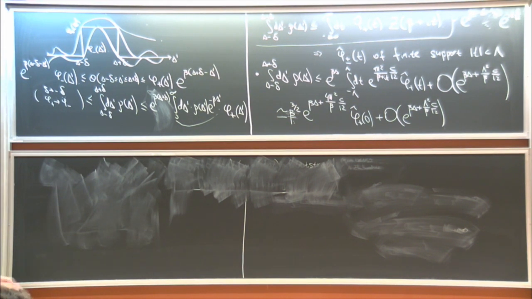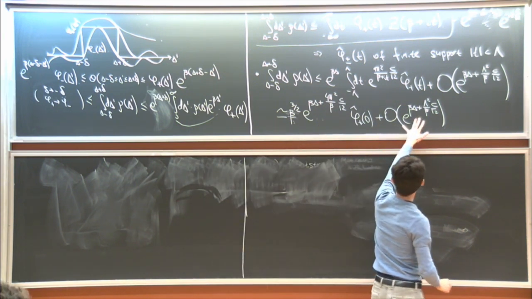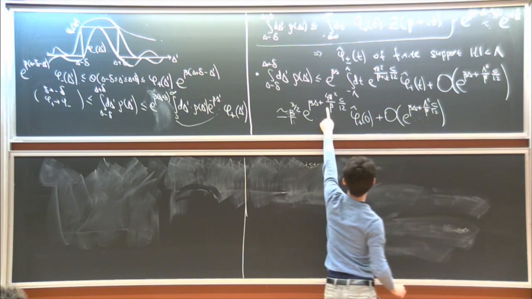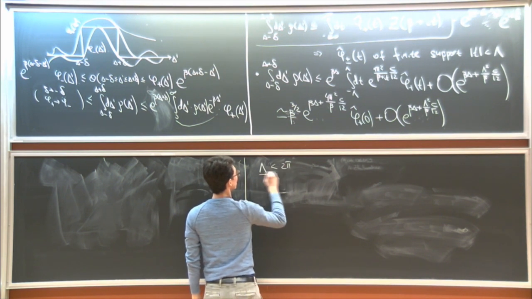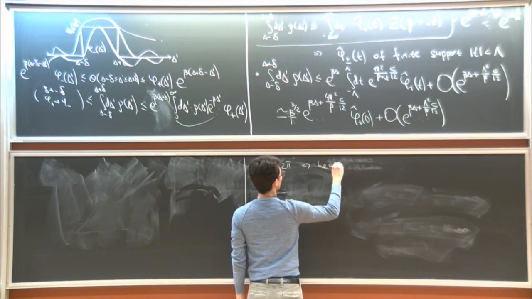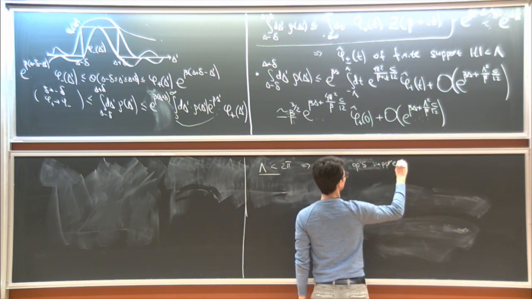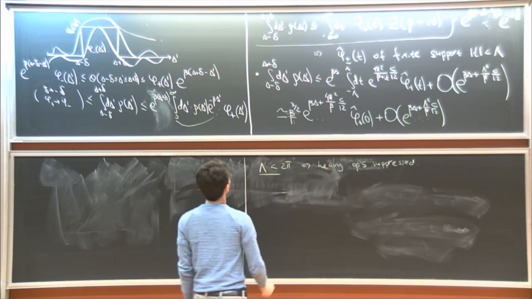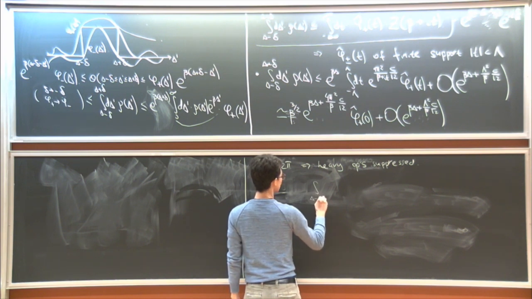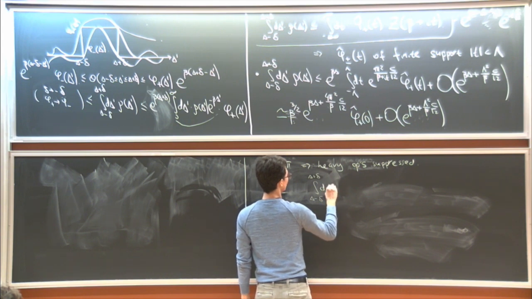So now we can see that in this formula, if we would like heavy operators to be suppressed, we simply choose lambda to be smaller than 2 pi. And heavy operators are suppressed. And the formula we get is as follows.